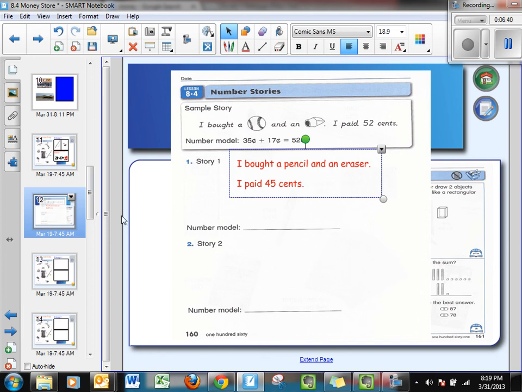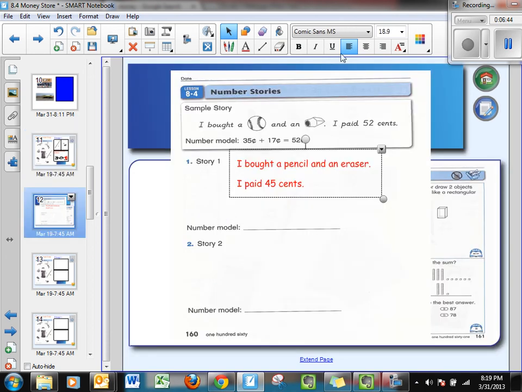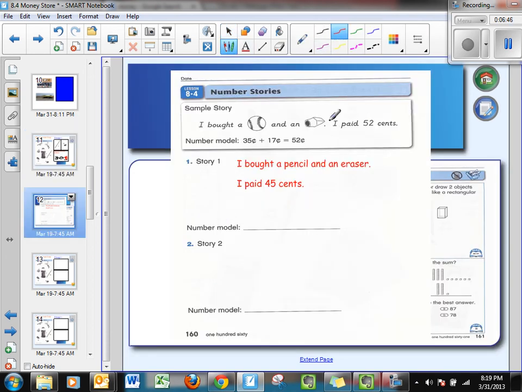The number model is an important thing to remember. Well, what does that number model look like? Well, we kind of wrote it over here. 28 plus 17 equals 45. The one thing that I didn't have on those other ones is we would have 28 cents is an important part. So a little C with a line through it, plus 17 cents equals 45 cents. So that cent sign is important to let us know that we're working with money. So again, that's what we're going to practice today.